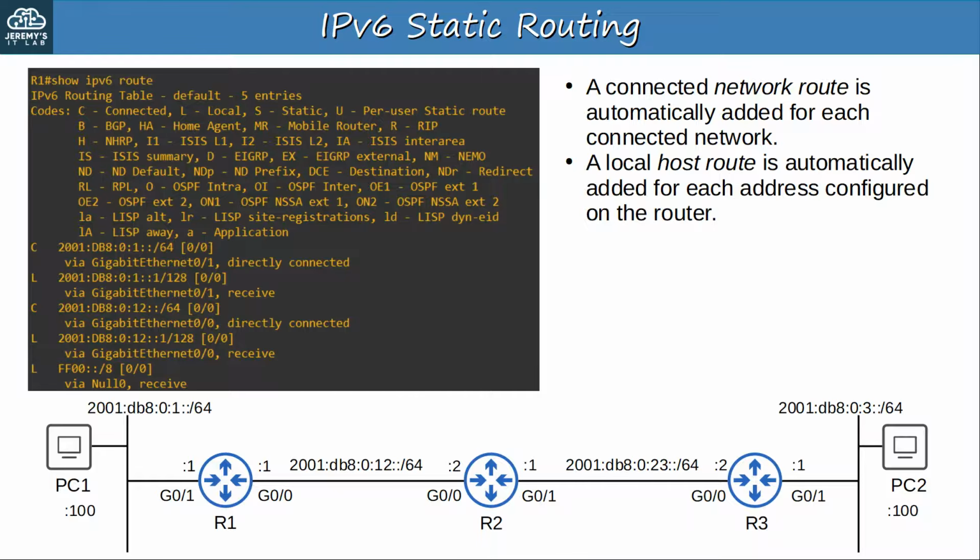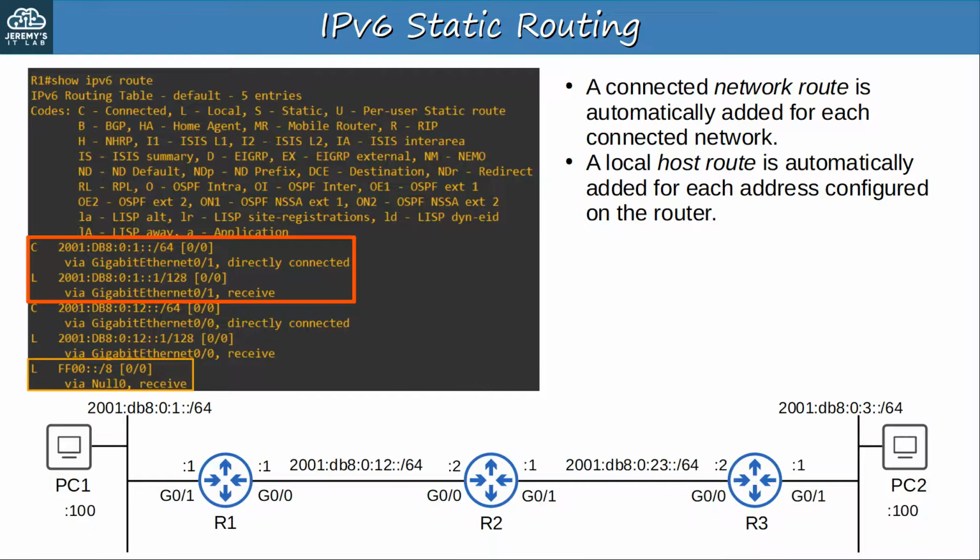A host route is a route to a single specific host, using a /32 prefix length in IPv4 or a /128 prefix length in IPv6. For example, here you can see the connected and local routes that were automatically configured for R1's G0/1 interface: a /64 connected network route, and a /128 local host route.